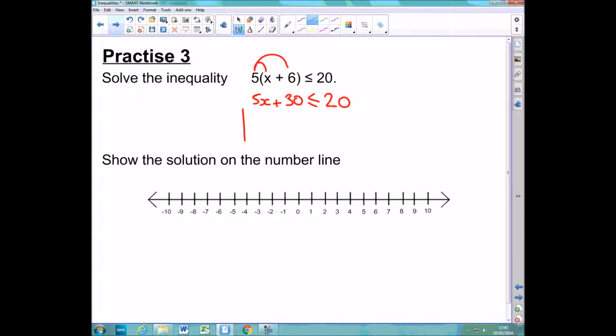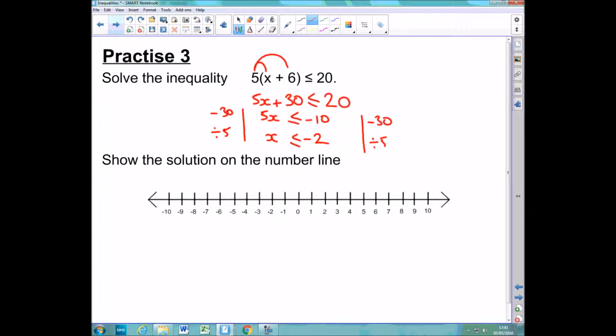Okay, so now I'm just going to drop those two lines down, and I'm going to use my inversing. So I've got minus 30 to both sides, which leaves me with 5x on this side, my inequality symbol, and 20 minus 30 is minus 10. Next, I need to divide by 5, so dividing by 5 to both sides, I've got x is smaller than or equal to minus 2.